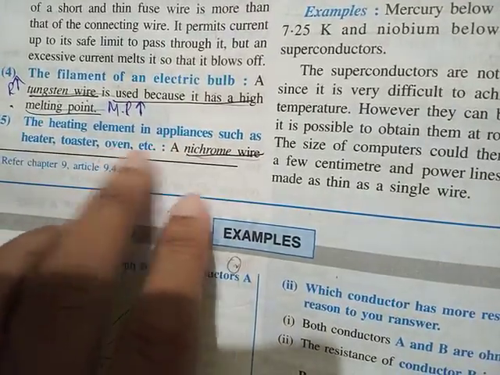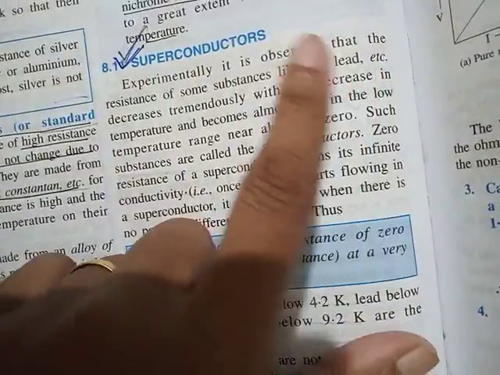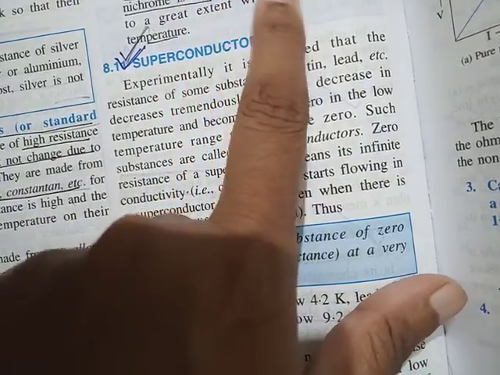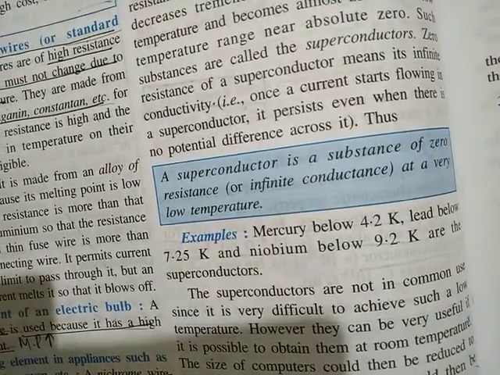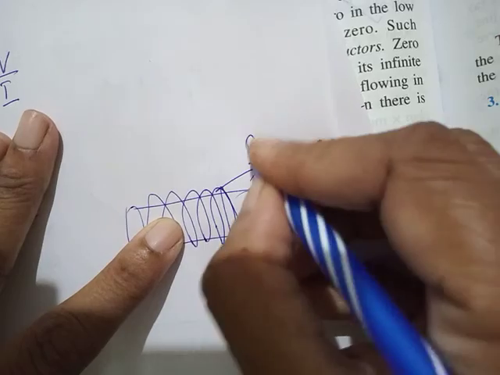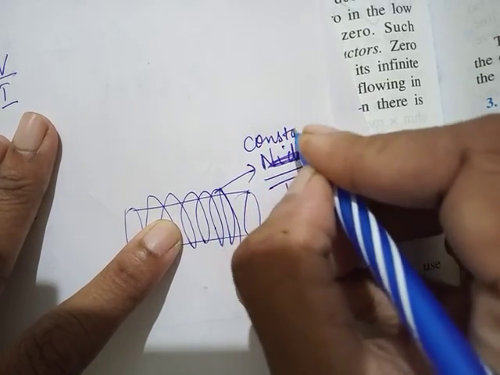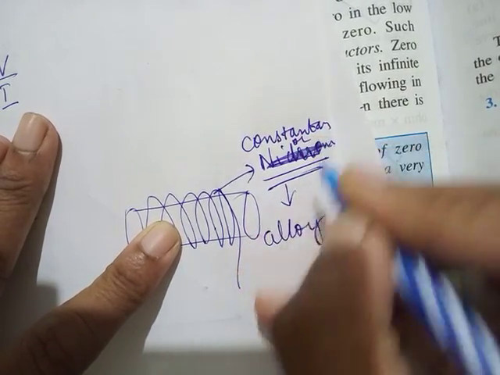Okay, heating element in appliances, again it is made of a wire whose resistance increases. I'm sorry, this will not be nichrome. Okay, this will be of constantan or manganese.